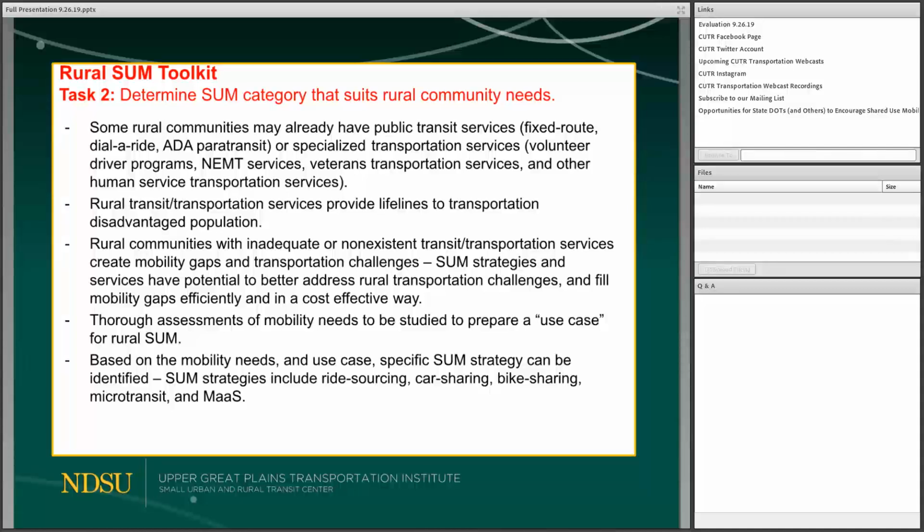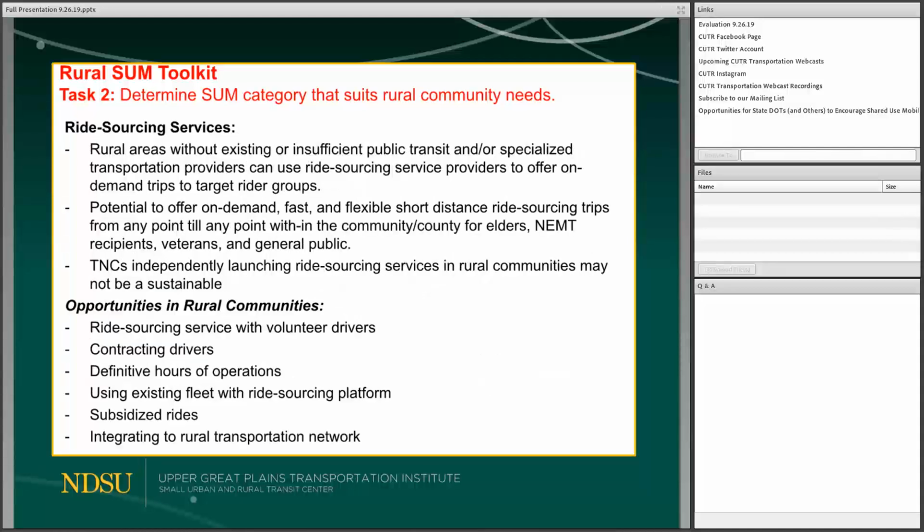Based on the needs that were identified in task 2, a use case could be identified for a shared use mobility service, and a specific shared use mobility strategy can be related to the use case that is identified. Some of the strategies that we have been discussing so far are ride sourcing, car sharing, bike sharing, microtransit, and mobility as a service platform. One or more of these strategies could meet the use case that is identified by the community. So I'll discuss briefly each of these strategies and opportunities for them in rural communities.